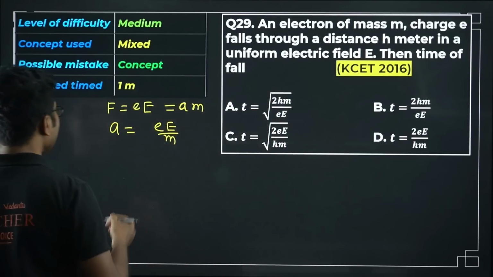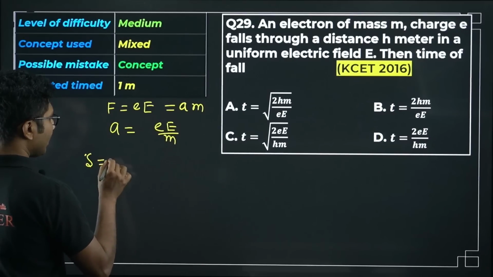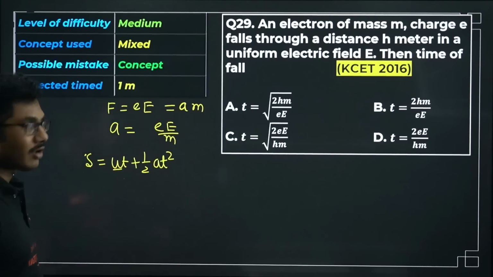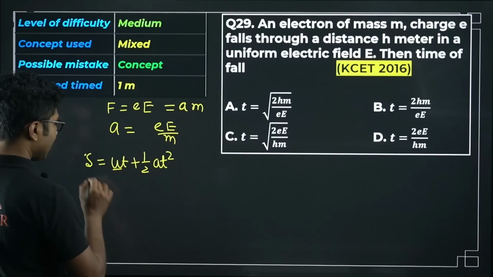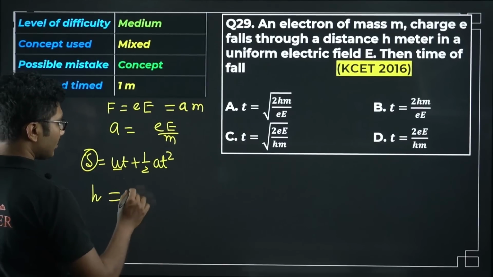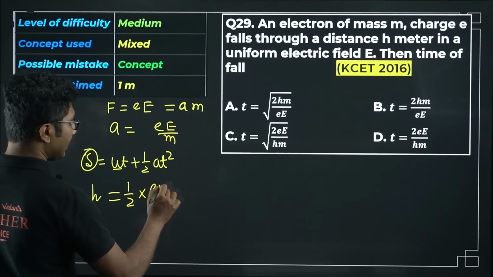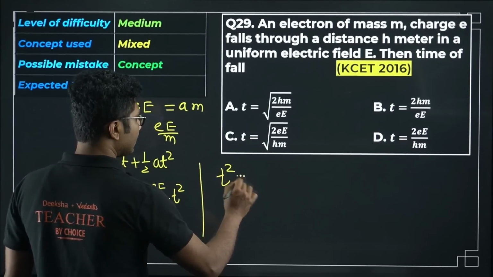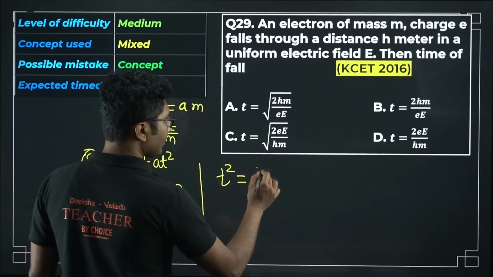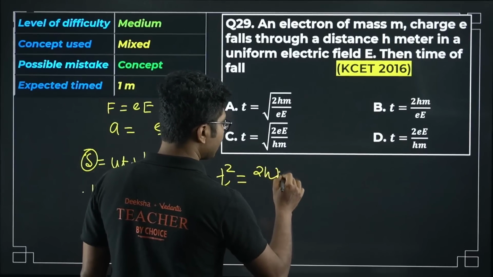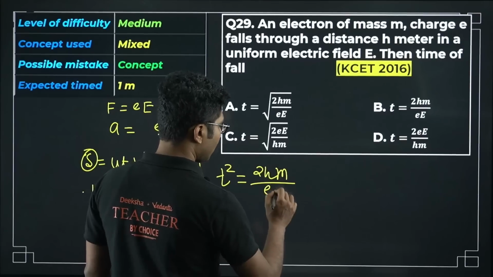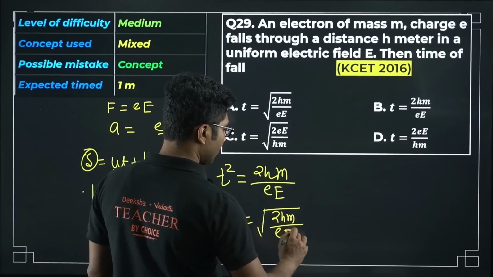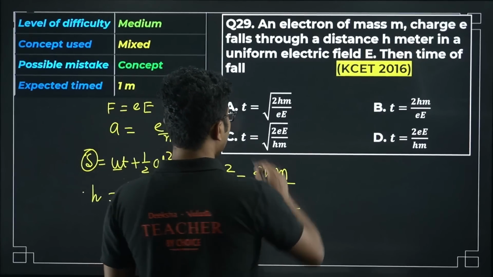Now how much distance is traveled? It traveled a distance h. So we know that s equals ut plus half at square. We are trying to find the time, but initially it started from rest, so u is 0, and the distance fallen is h. So h equals half into eE by m into t square. From there you can say that t square is equal to 2h, and this m will also go up, 2hm divided by eE. So t is basically the square root of 2hm by the charge of the electron into the electric field. So 2hm by eE, correct answer is option A.